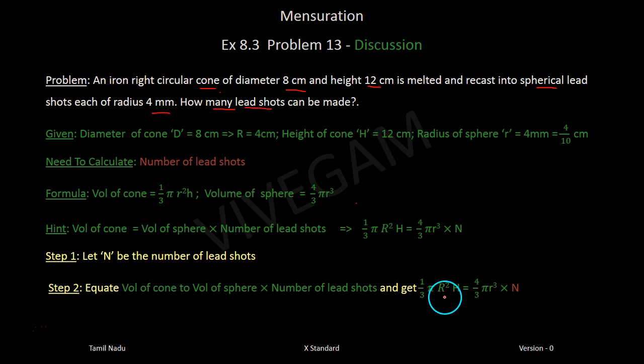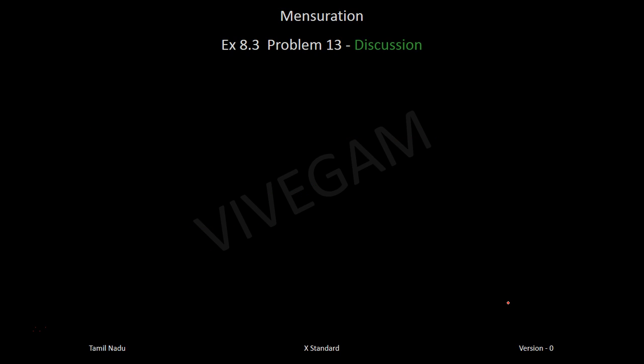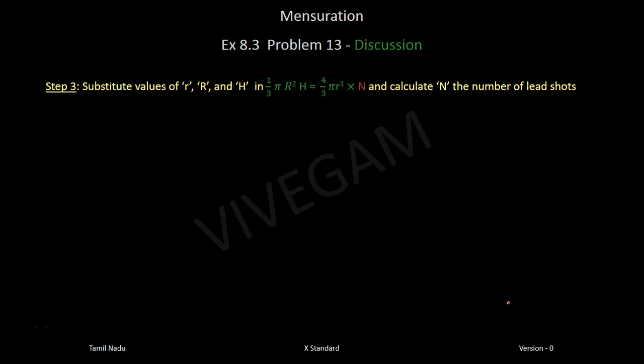All you need to do is substitute the values of r, h and small r. You will be able to calculate n. Okay. So step 3 is substitute the values of r, the radius of the sphere, the radius of the cone, and the height of the cone in this formula, and calculate the number of lead shards. Okay. So pause the video here and try to work the problem on your own.